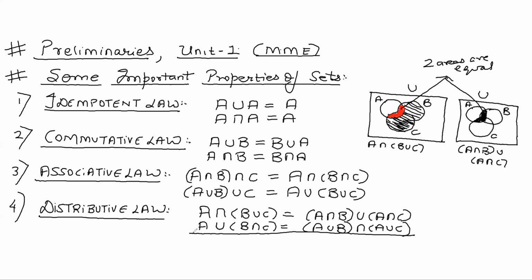So I hope all these four laws are clear to all the students: idempotent law, commutative law, associative law, and the distributive law. So moving forward, some important notes, or I can say some important observations.